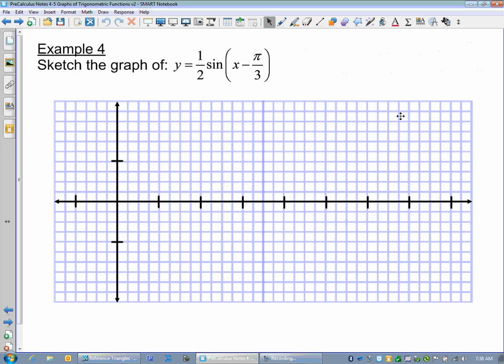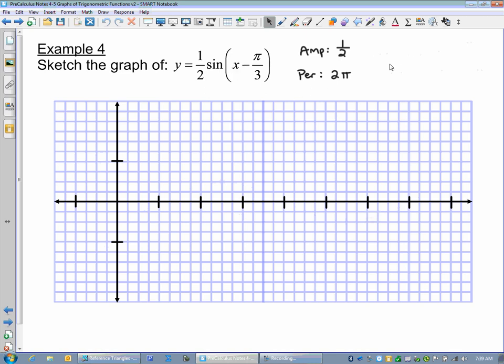Here we have, oh actually that's going to be the next example. Here we have one more example where we put it all together. Here we have y equals 1/2 sine of x minus pi over 3. So we're going to approach the problem the same as all the others. The amplitude is the absolute value of the coefficient, so that is 1/2. The period is 2 pi divided by the coefficient of x, and there is no coefficient of x, or in other words, it's 1. So 2 pi divided by 1 is just 2 pi. You only change the period if you're multiplying or dividing inside the parent function.